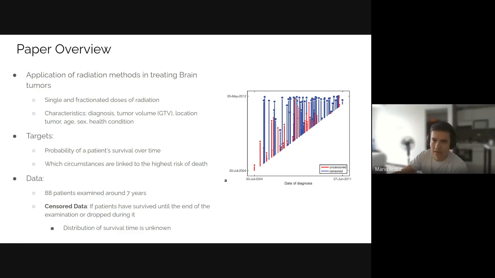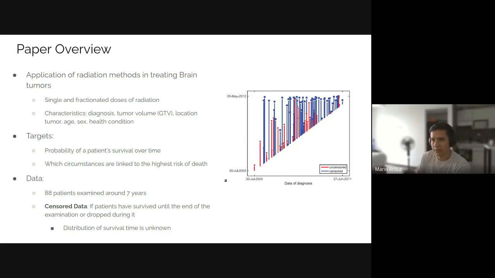So beginning with a description of the paper, this is a medical paper where they are going to analyze the application of different radiation methods in treating brain tumors. The main types of these radiation methods are single or fractionated doses. The single one, I think, is stronger, and the other one is perhaps the same amount of radiation, but in several instances.